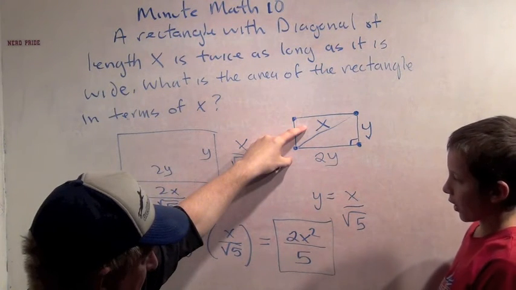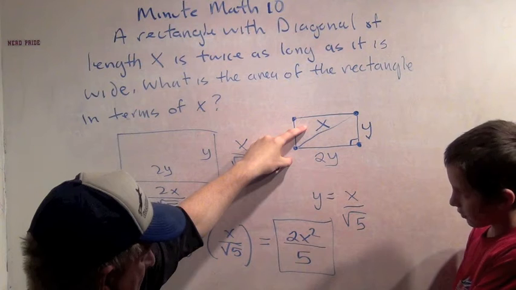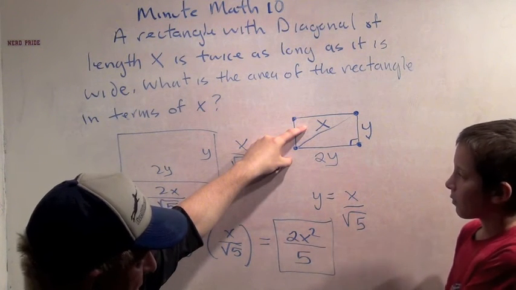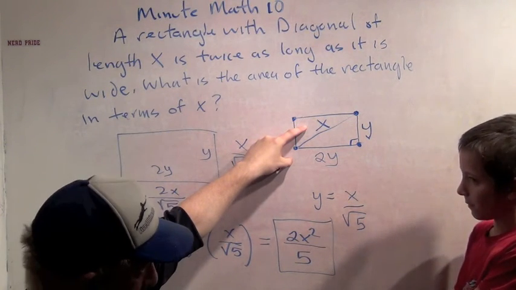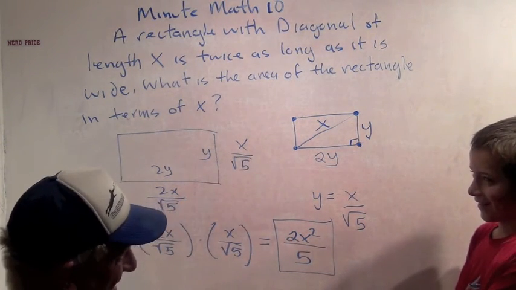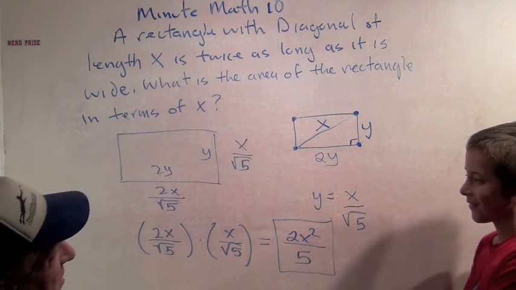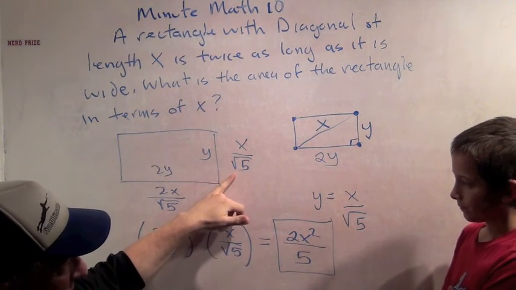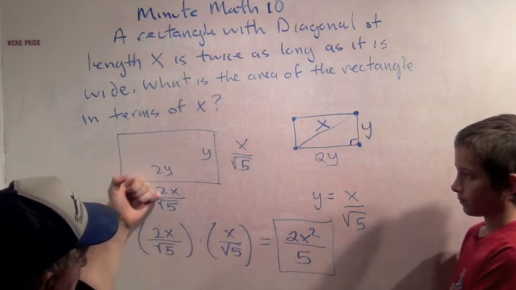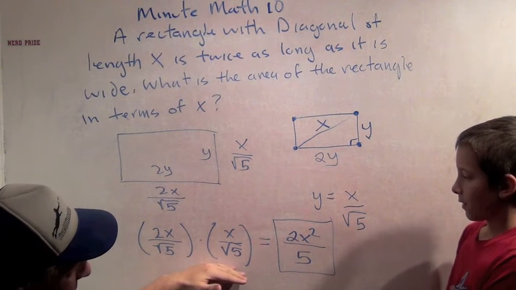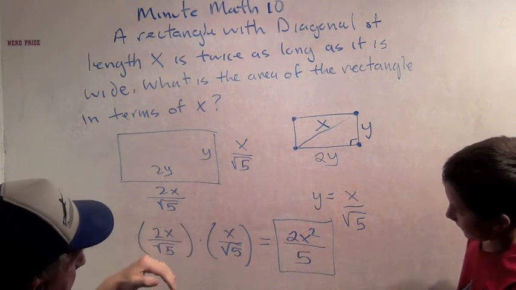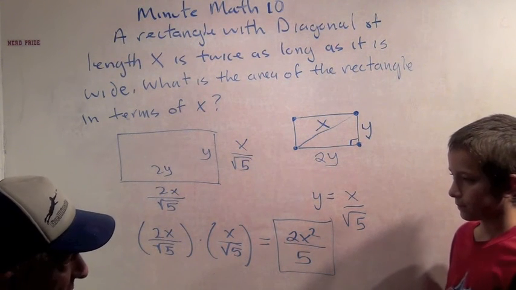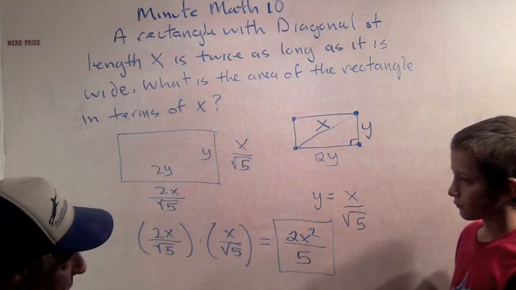Well, then we figured out y in terms of x. How did we figure out y in terms of x? We used the Pythagorean theorem. The Pythagorean theorem told us that y was x over the square root of 5. And 2y then was just 2x over the square root of 5, and then we multiplied together and we found that the area, length times width, was 2x squared over 5. And that's the answer.